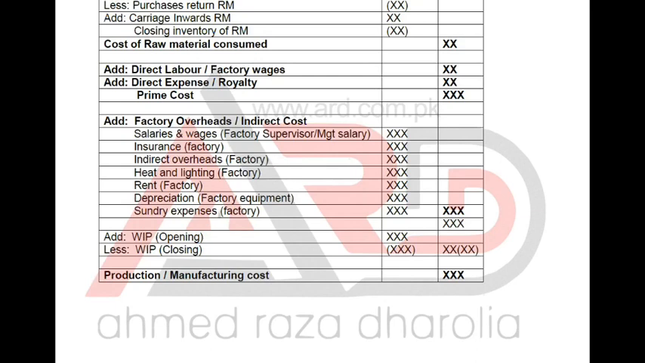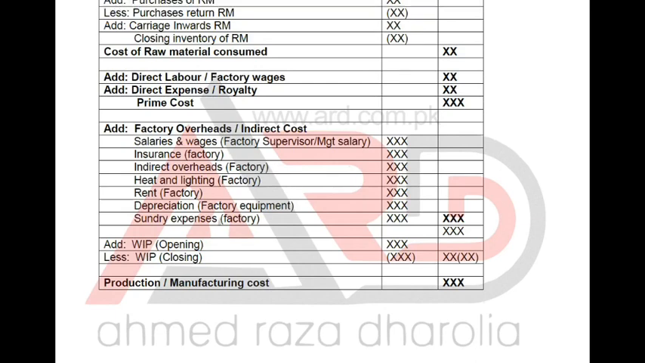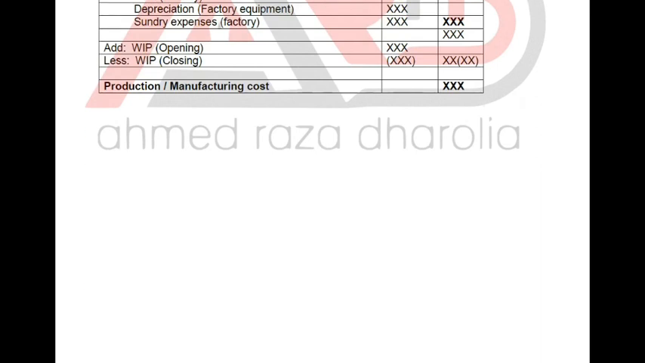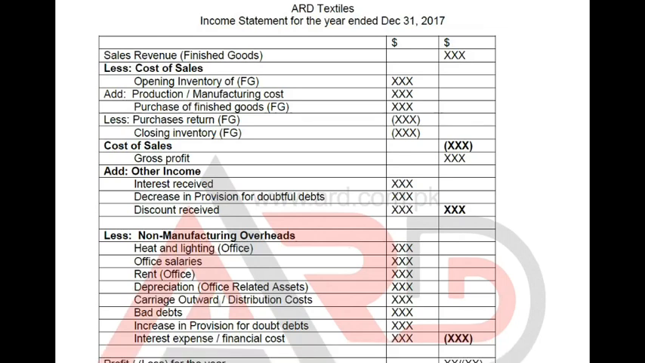So I hope you are getting the idea of how a manufacturing account is constructed. Now I'm moving forward to the next part, that is the income statement. Manufacturing account comprises around 12 to 15 marks in CAIE examinations. Then we'll be coming to the income statement.